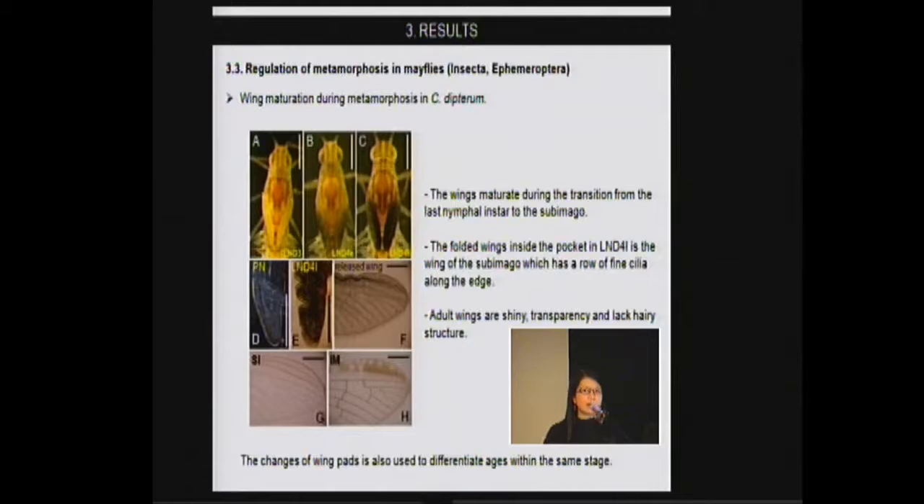And also the change of the wing pads, we also use to differentiate the ages within the same stage of this species, or maybe it can be used in other species of Ephemeroptera also.